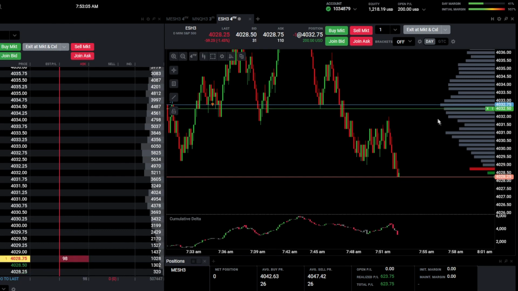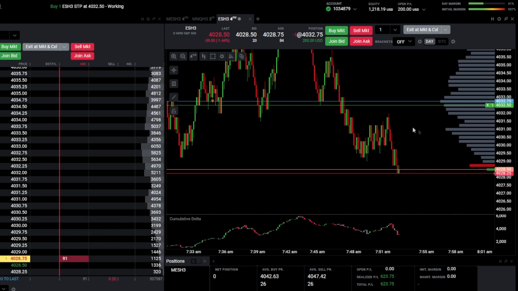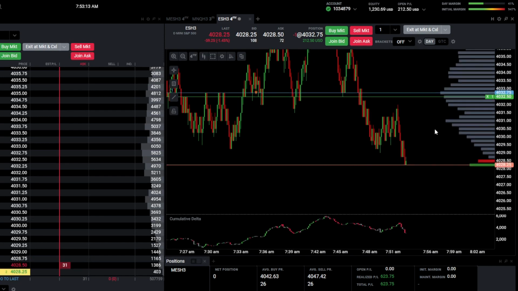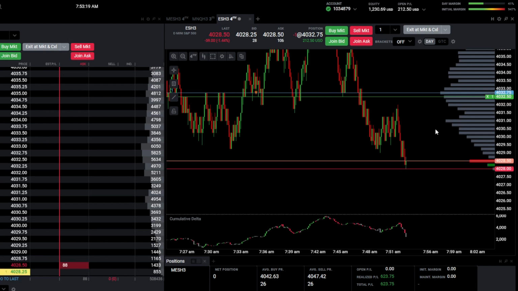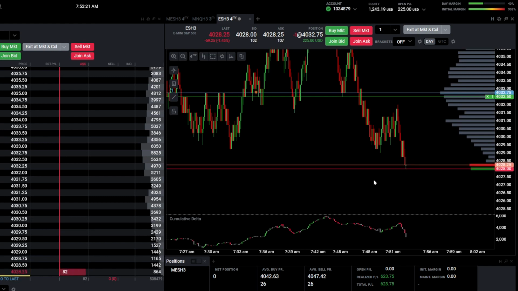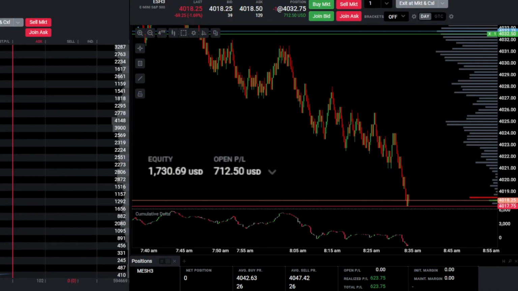So we're gonna put our stop just above break even. And let's see how low we can go. Right now we're up 212 on this contract. And our account's at 1,200 now, so we more than doubled our account today. Crazy. All right, new update here.